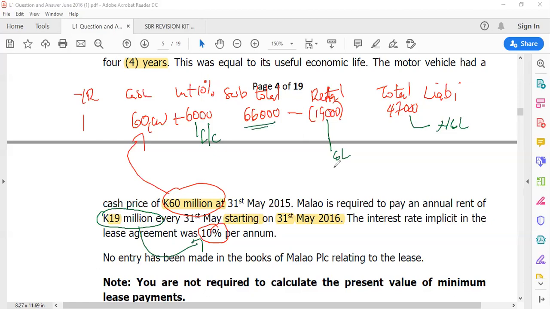Are you seeing? So remember to remove the interest from the rental amount, because you've already charged interest here, 10% of 60, 6, to make it 66,000. So what do you do to get the current liability? Say, open bracket, 19,000 minus 6,000, which is going to be equal to 13,000. That is your current liability in the SFP. That's how you work it out, because it's paying in arrears. If it was paying in advance, it was not going to be like this. It was going to be different.